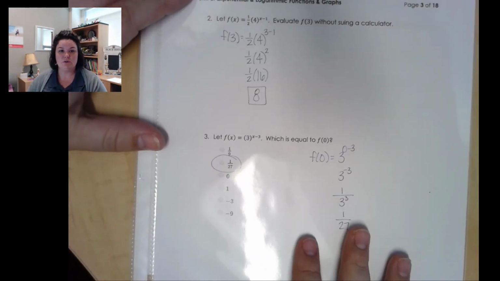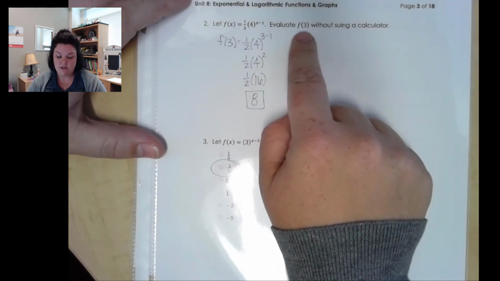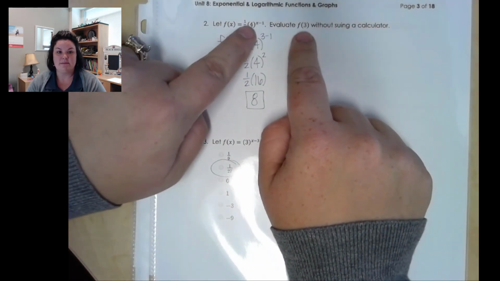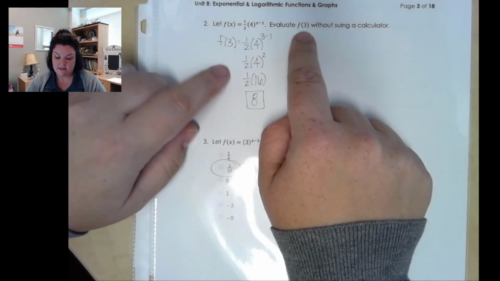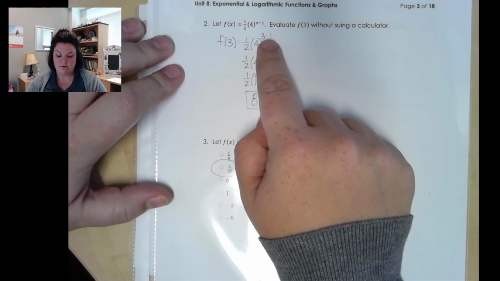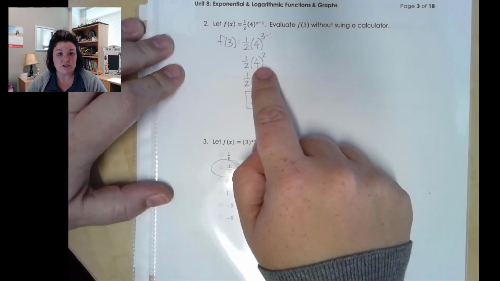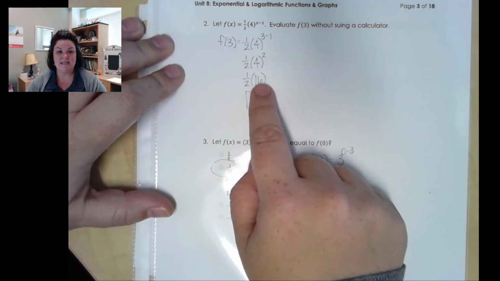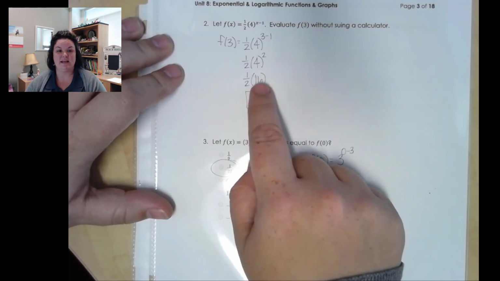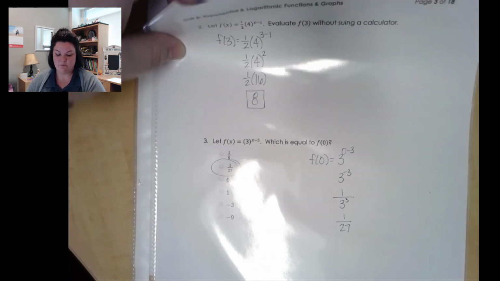So number 2, we are plugging in 3 into our function where our x is. So notice our x is up here in the exponent. So we get 1/2 times 4 to the 3 minus 1. 3 minus 1 gives me a 2 in my exponent. We do exponent before multiplication. So 4 squared is 16. And then when I do half of 16, that gives me 8. Okay. All right, let's look at the last one, number 3.